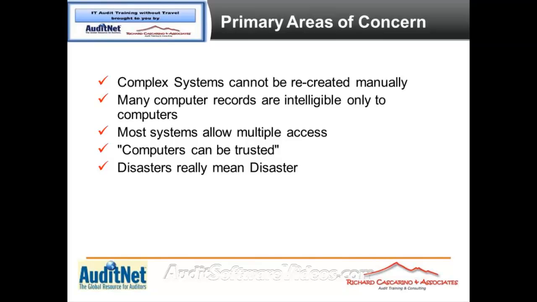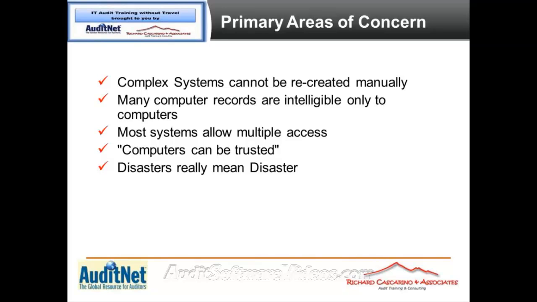You get two kinds of users. One says computers can be trusted, and they check nothing. The other says you can't trust computers, and they check everything. Neither of which is correct. And just remember, when you're dealing with a computer system, to err is human. To really mess it up, you need a computer. So when we talk disasters, we mean disasters.